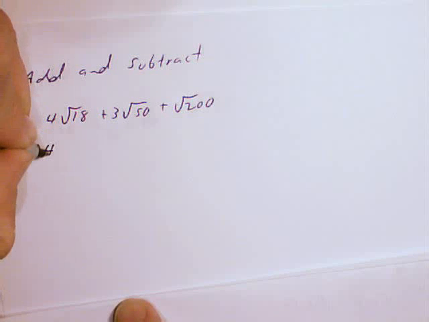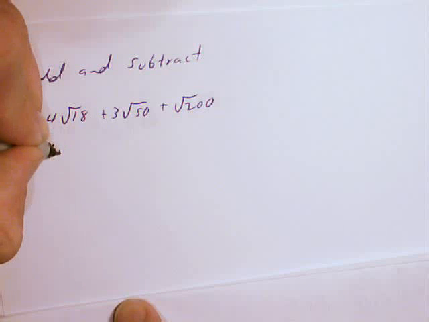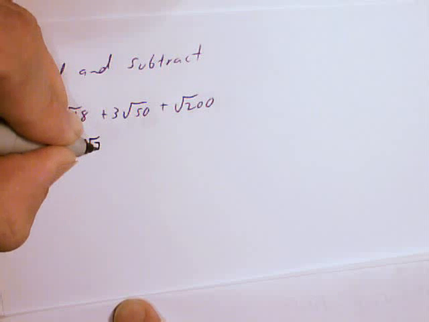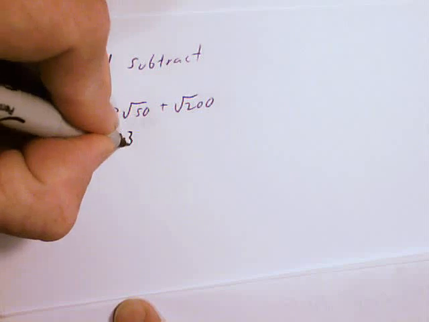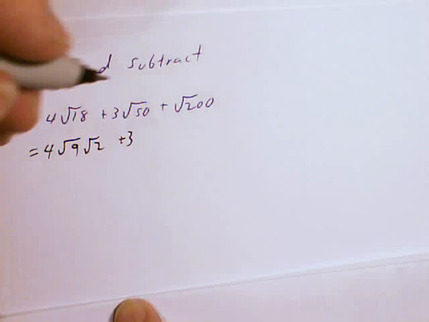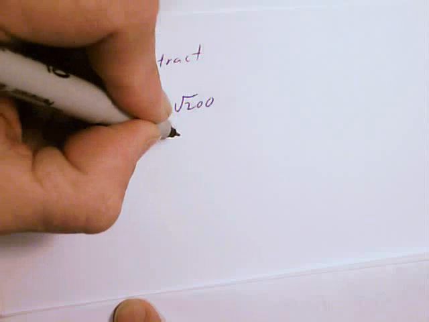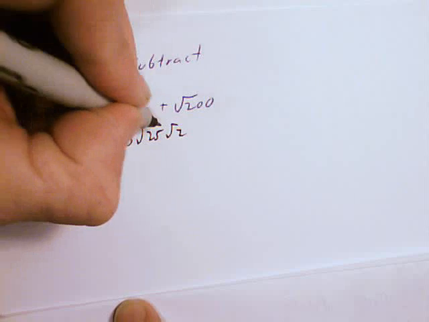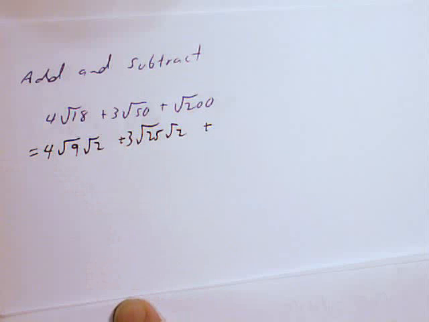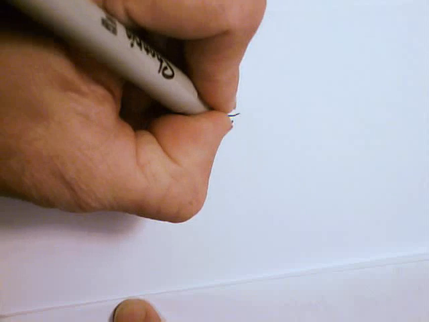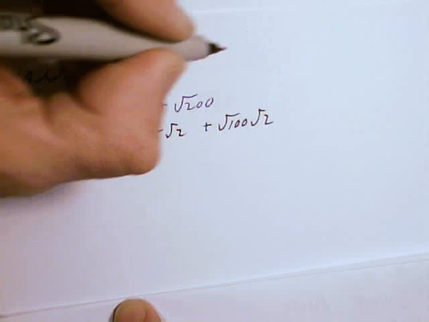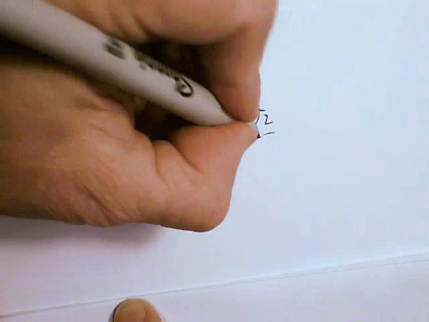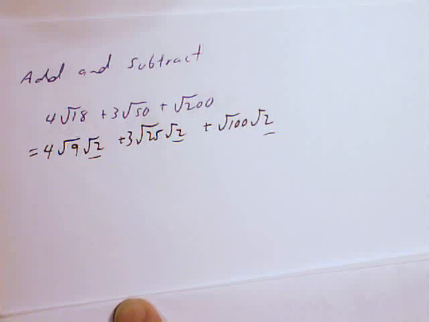So that's the same as 4 times, 18 can be written as root 9 times root 2. Root 50 can be thought of as root 25 root 2. And root 200 can be thought of as root 100 times the root of 2. I've now got root 2 as a common radical.